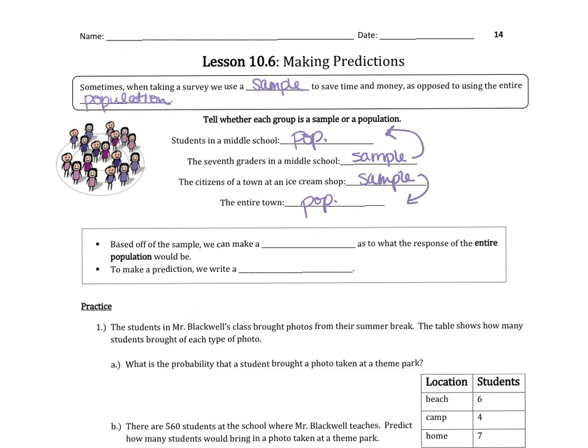So based off of the sample, we can make a prediction as to what response of the entire population would be. To make a prediction, we write a proportion. Hopefully you remember what that is. So let's just jump right in.